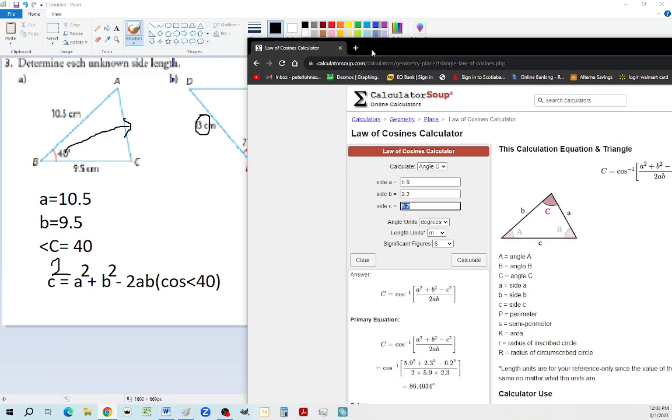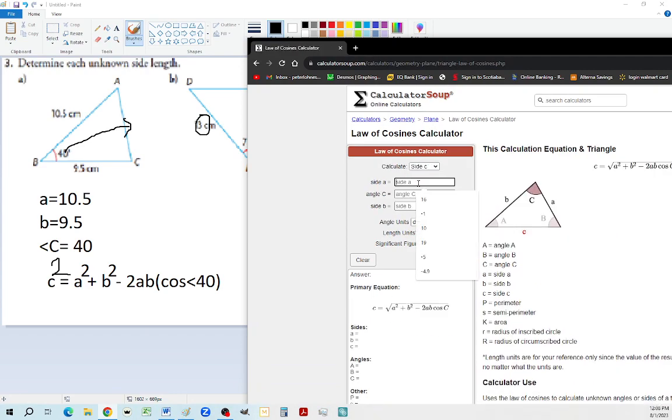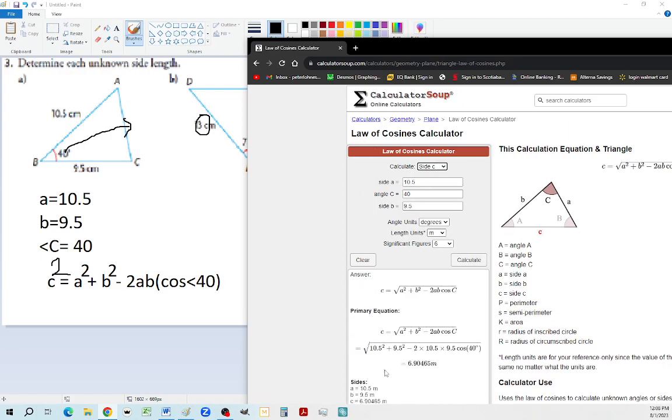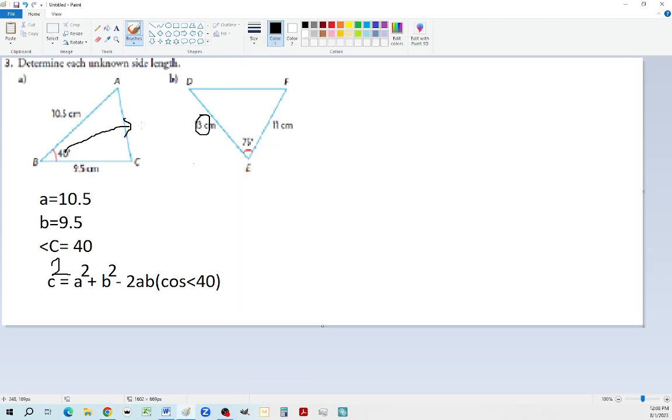I'm going to tell it I have side, angle, side, so I'm looking for side C. And I have side A as 10.5. I have angle C as 40. And I have side B as 9.5. Calculate. And there we go. It tells me that the other side is 6.9 because we're rounding to 1 digit. So that means this side over here is 6.9.